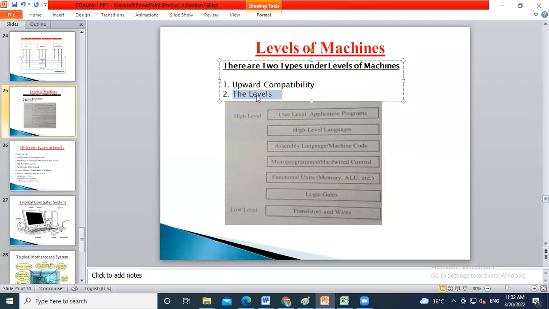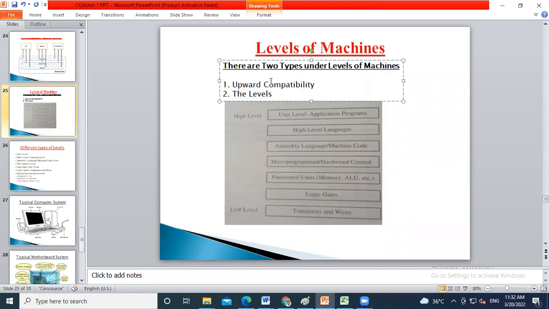Again, in the levels, many types are there: user level, high level language, assembly language level, microprogramming and hardware control level, functional units level, logic gates, and transistors and wires. Okay, so these are again different types of levels. So totally, in the levels of machine, there are two main types. Just remember that one is upward compatibility, and the other is the levels. Under this level again, many categories are there.